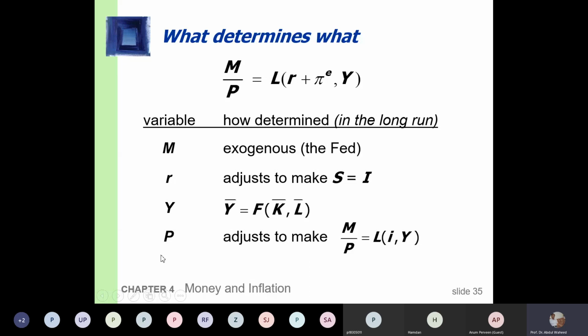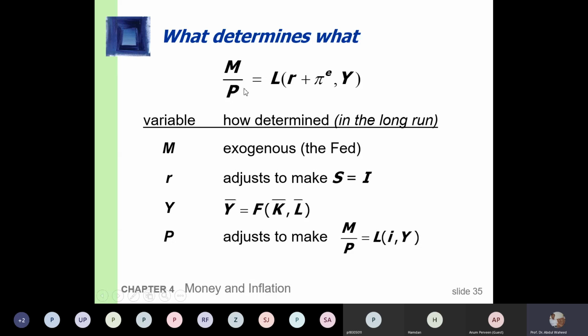So this means in this equation, this is exogenous, this is determined by the loanable fund market, this is determined by the production function, okay, and this is the expectations that people are making.